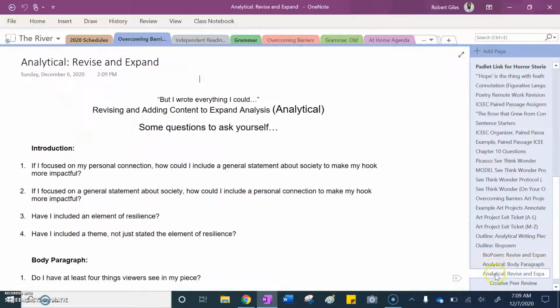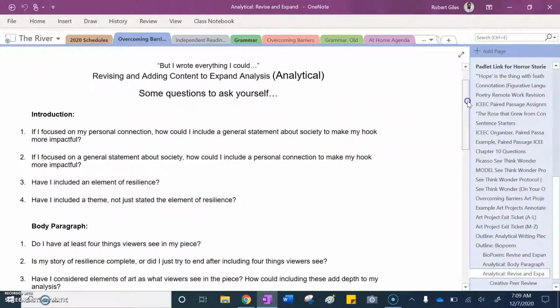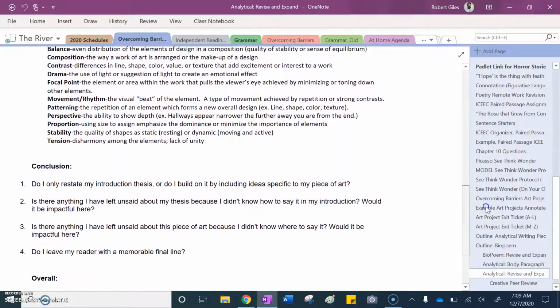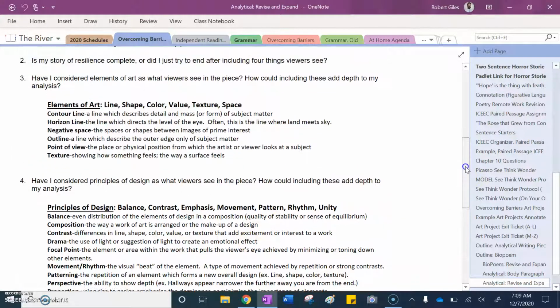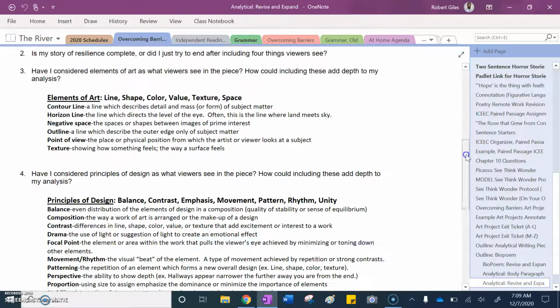For my analytical people, there is this piece about revising and expanding. There's also some sample body paragraph feedback that Ms. McCusick shared with me. I thought your body paragraphs looked pretty good, but this might also give you some insight. When you revise and expand, you will go through these questions for those 3 different paragraphs. I think the biggest thing that some people haven't considered would be elements of art and principles of design in writing their body paragraphs, and also building a complete story of resilience, not just getting 4 things and trying to end it.